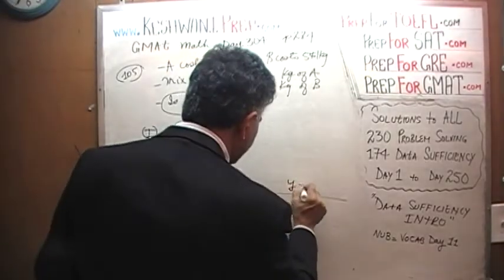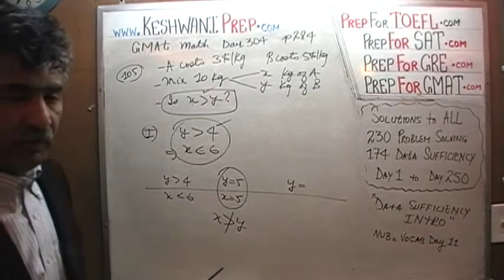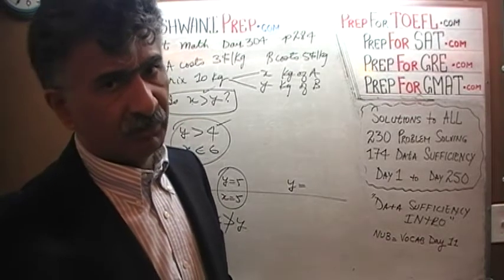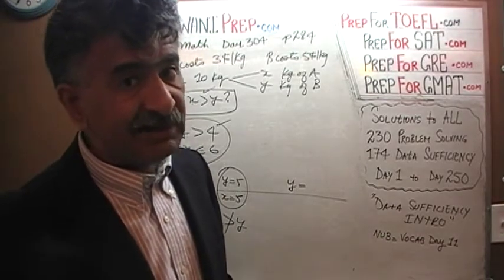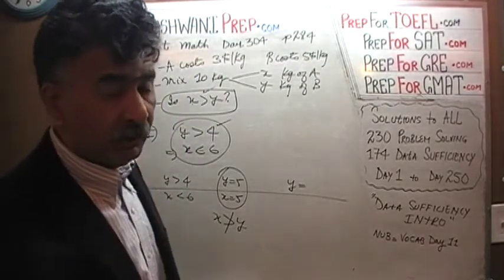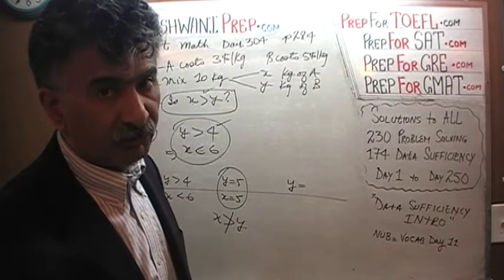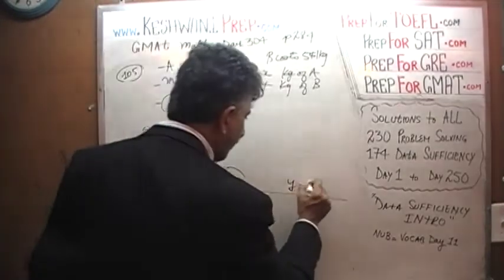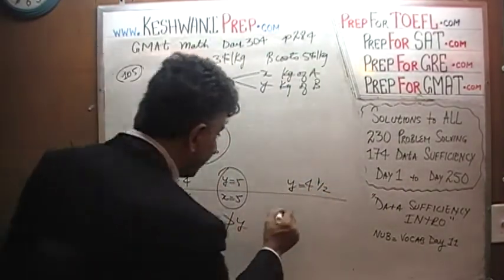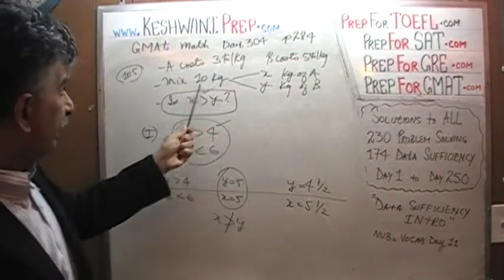What happens if y happens to be... The only condition we have to fulfill here is that it is more than 4. Perhaps it is just slightly more than 4, but we don't have to go through the trouble of making it 4.1 or 4.001. Let's make it simple. How about 4.5? If y happens to be 4.5, in which case x would have to be 5.5, because we have to add up to 10.